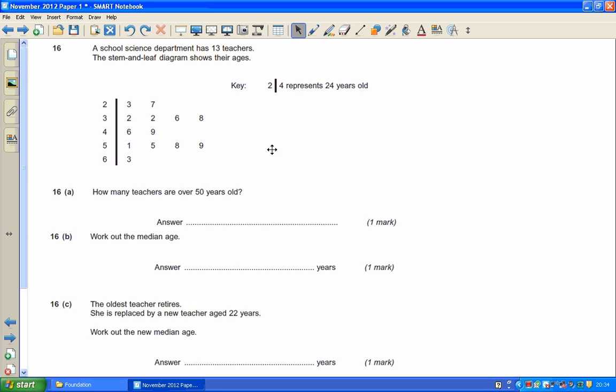Number 16. A school science department has 13 teachers. The stem leaf diagram shows their ages. So 2 next to 4 represents someone who is 24 years old. Okay, so we've got someone here which is 23, 27, 32, 32, 36, 38, 46, 49, 51, 55, 58, 59 and 63. So how many teachers are 50 years or older? Well, that's going to be everyone who's in their 50s and anyone who's in their 60s, which looks to me to be 5 people.